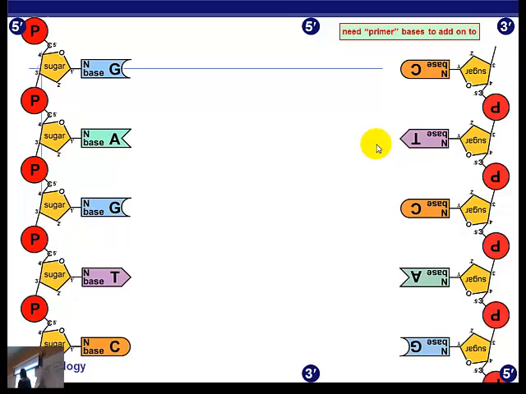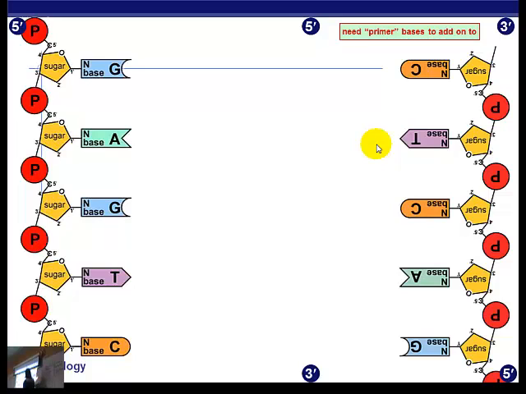Okay, if I'm going this way, here's my 3' into my original strand. I can add going this way, right? So as this opens, I can just keep going and going. But up here, it's running the other direction. I can't add going this way. I have to add going this way.